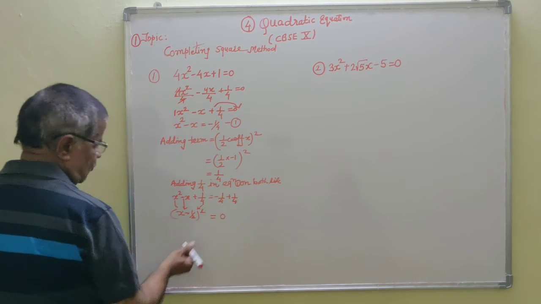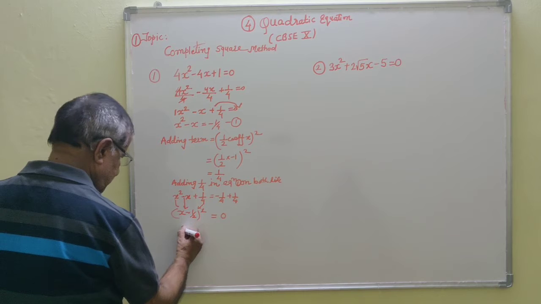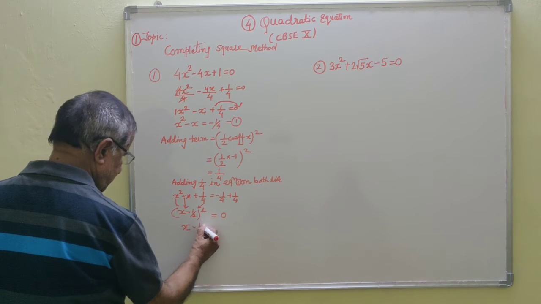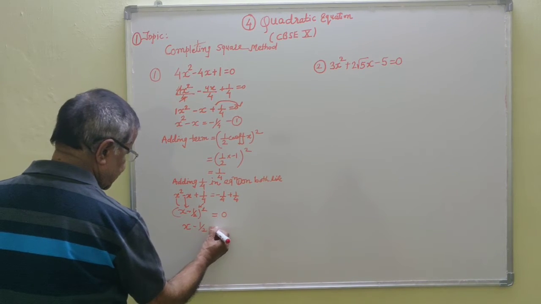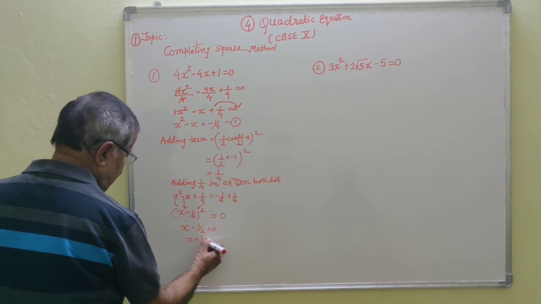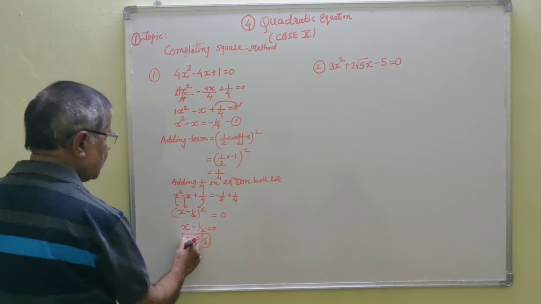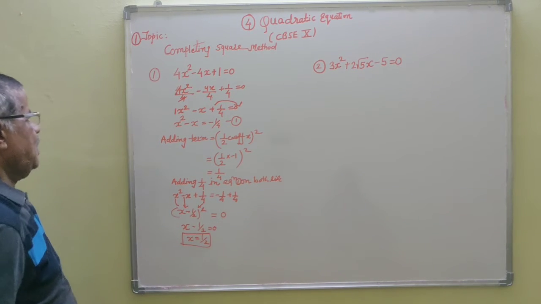Now what I will do? I will remove the square. So what will come here? x minus 1 by 2 is equal to 0, means x is equal to 1 by 2. This is the solution of the given equation. Okay, do you understand the method?